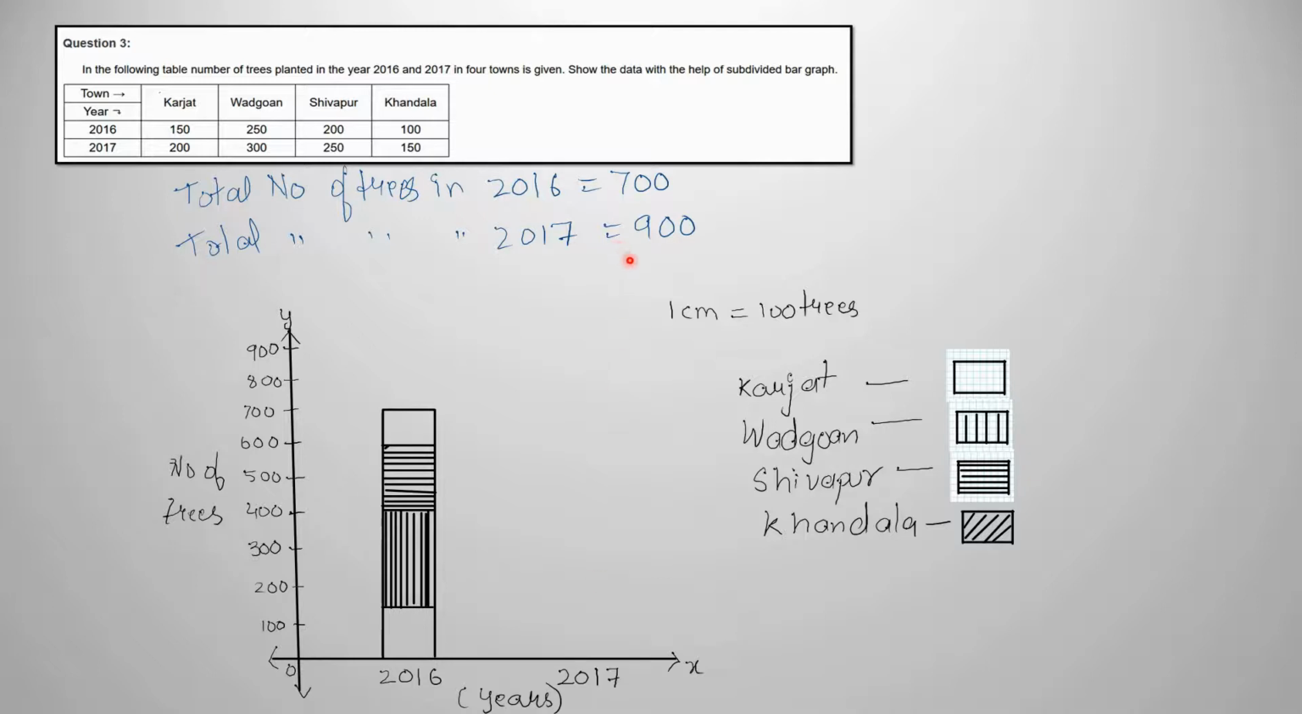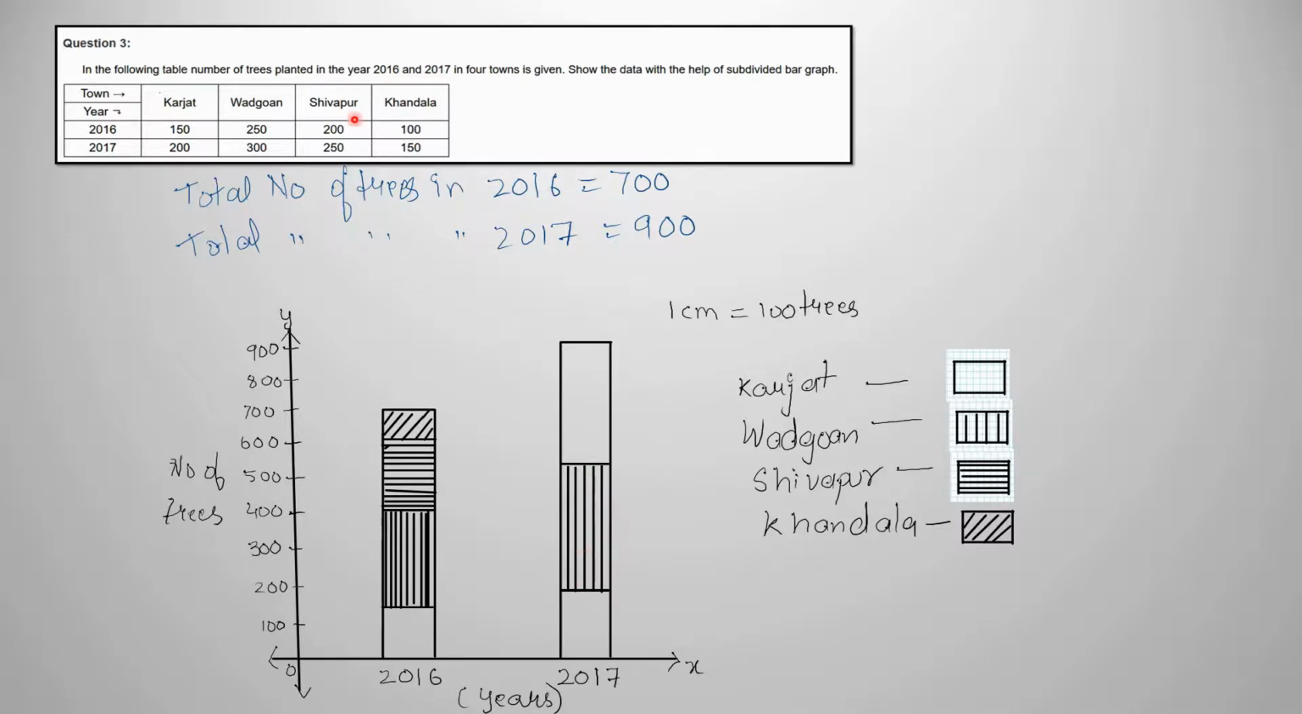Now you draw the second bar for 2017 and the height of the second bar is 900. So you draw the height of the second bar, that is 900, and for the first city Karjat, since it is 200, you mark 200 on the first line. So 200 would represent Karjat. Now to 200 you add 300, that is 500, and you draw a line at 500, and this pattern would represent Vadgaon.